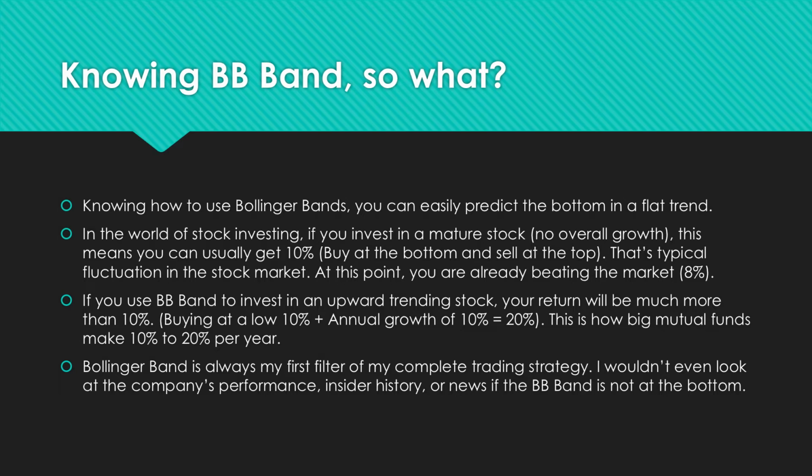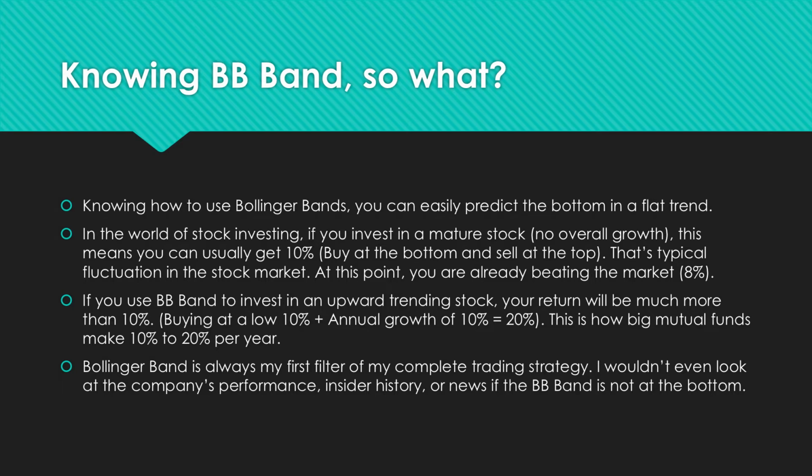On an average market, the market only makes 8% a year. So if you buy an index fund, the max you can make is 5% to 8%. But by using Bollinger Band and investing in an upward trending stock, your return will be so much more than just 10%, hence beating the market. For example, if you buy the low, which gives you a 10% discount, plus an annual growth of 10%, then it's 20%. And that's how big mutual funds make 10 to 20% a year.